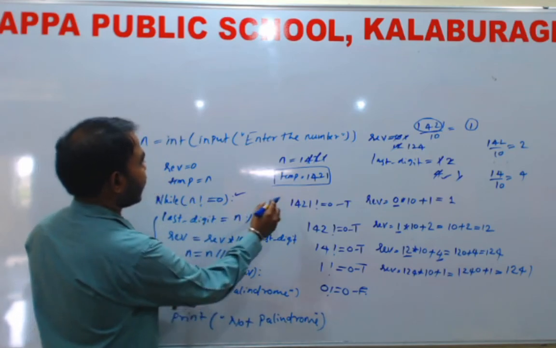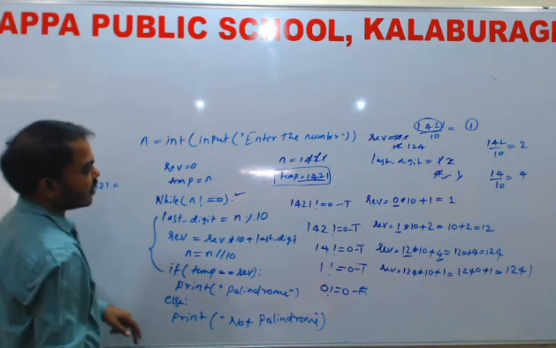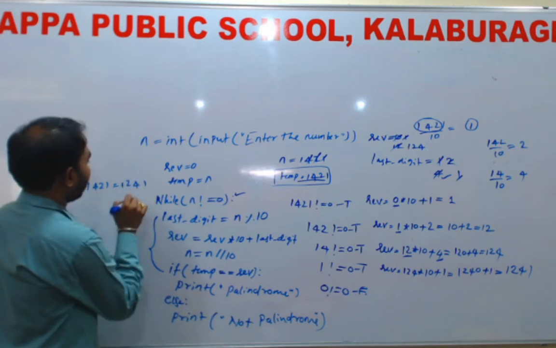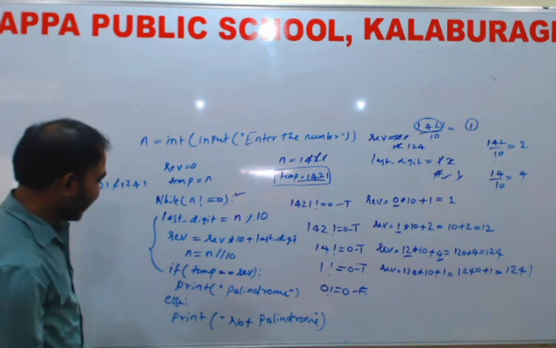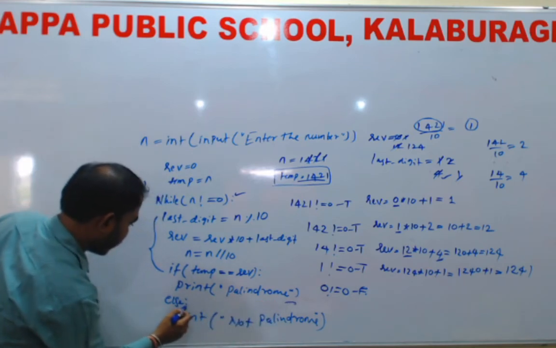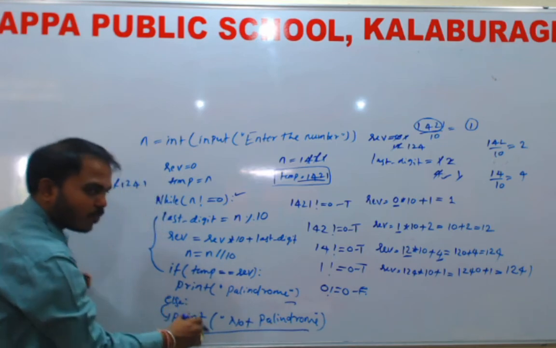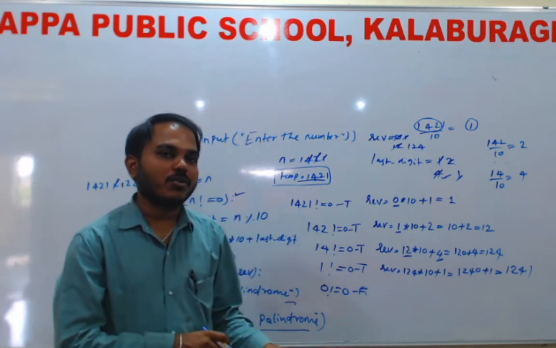So what is the temporary number we have? So this is the 1421. What is the reverse value we got? 1241, right? So 1241. Whether this number is equal to this number? No. This is false. Next what? So it goes to the else part. So it is not a palindrome. Okay. So this is how we are going to trace the value in palindrome, right?